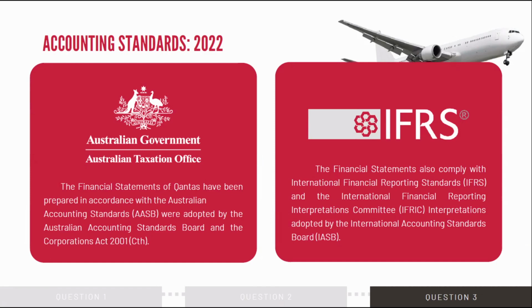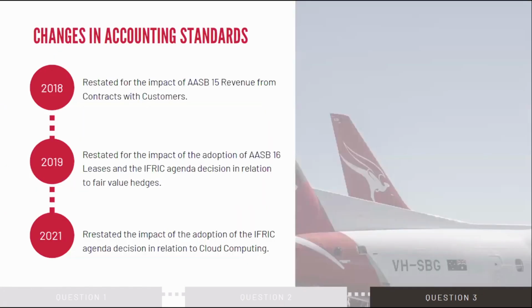In the end, the same standard was used in 2019 and 2022. However, there were a few notable changes in the accounting standards. In 2018, the impact of AASB 15 Revenue from Contracts with Customers was restated. In 2019, the impact of adoption of AASB 16 Leases and the IFRS decision in relation to fair value hedges was restated. And lastly, in 2021, the impact of adoption of the IFRS decision in relation to cost computing was restated.